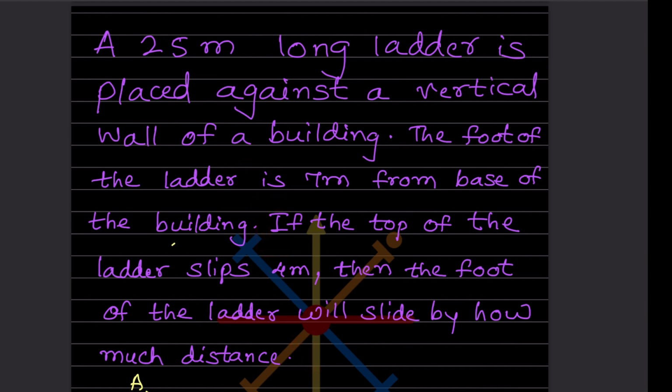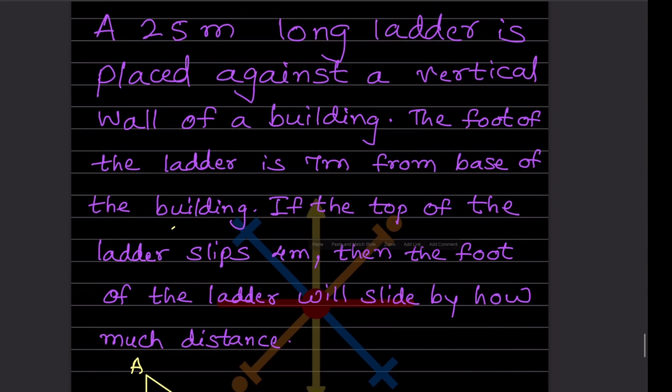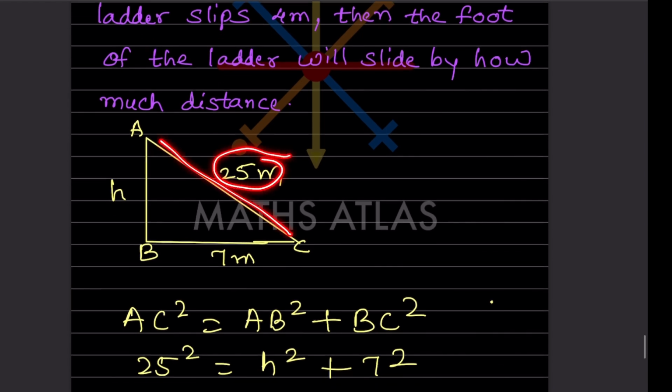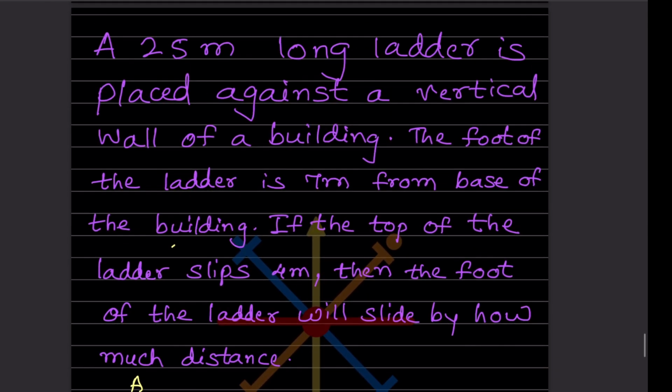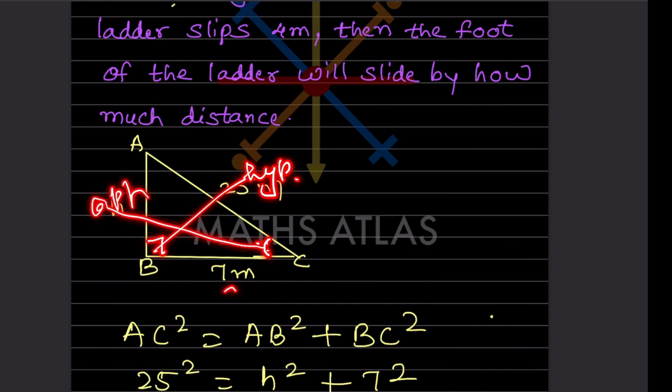So let us draw a diagram over here. That is a right triangle. Let us name it ABC. The 25-meter long ladder means this is the ladder and this is 25 meter, and the foot of the ladder is 7 meter. So this is the foot, that is 7 meter. This is 90 degree, means this is going to be the hypotenuse, and suppose we take this angle as theta, this is the opposite side and this is the adjacent side.